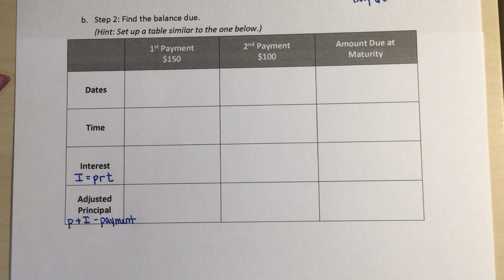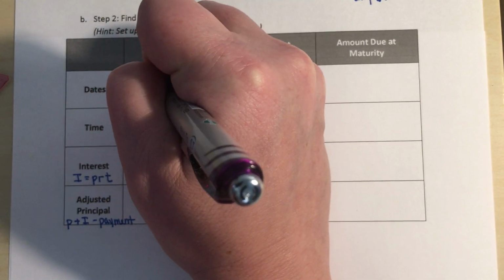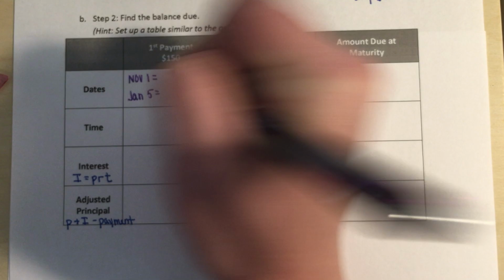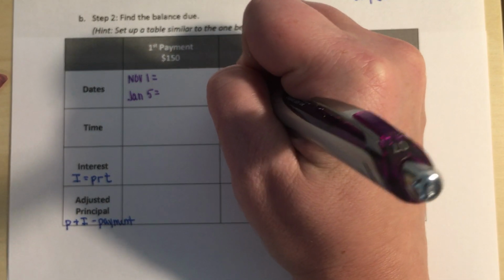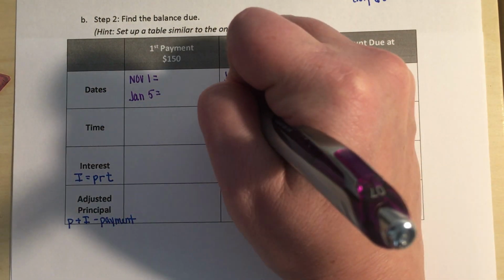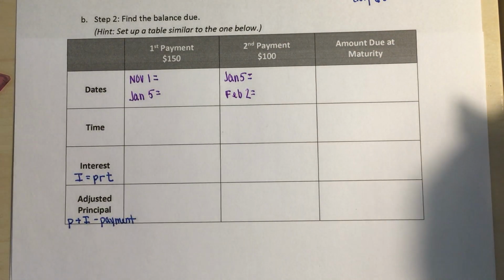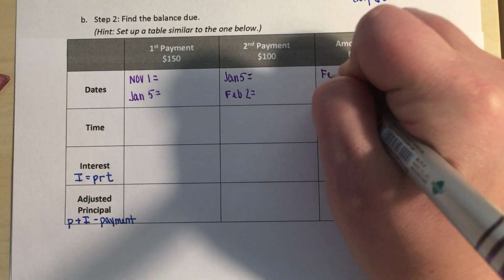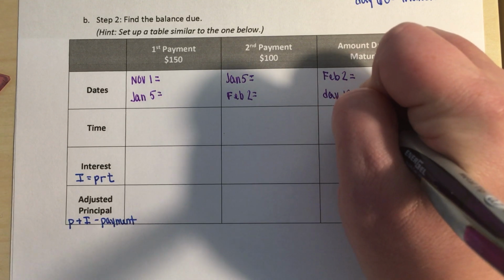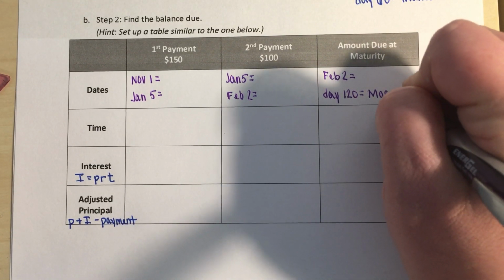To start with, we're going to begin with our dates. Mrs. Panic took out the loan on November 1st. Then she made her first partial payment on January 5th, so we put January 5th here. That means our second period starts at January 5th, the date of her first payment, and goes to the date of her second payment, which is February 2nd. And then the amount due at the date of maturity goes from the second payment date of February 2nd to day 120, which we already established was March 1st.